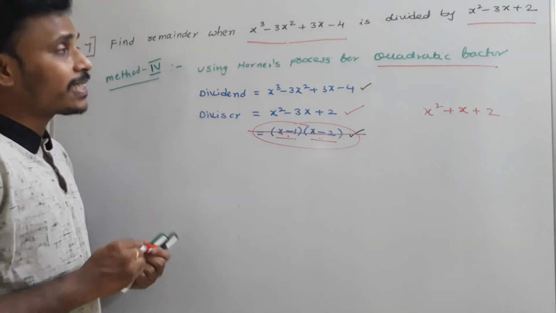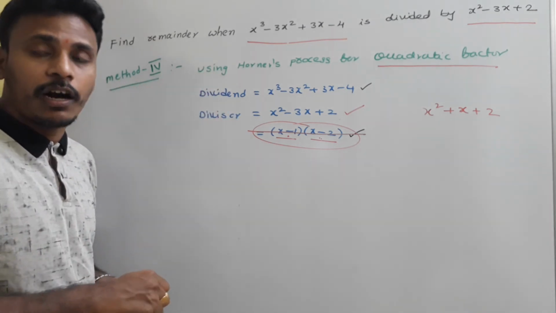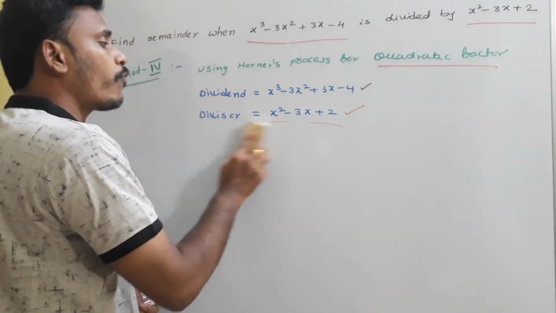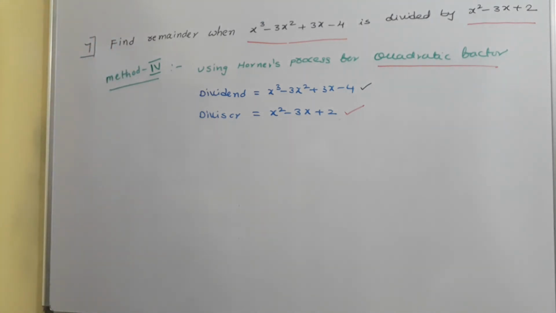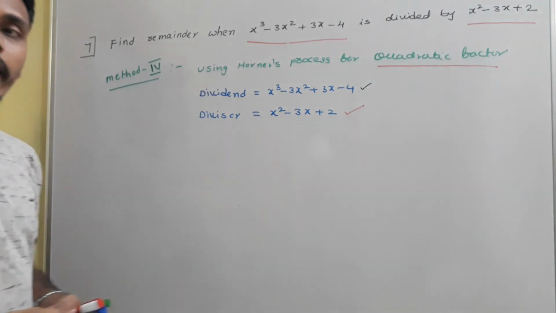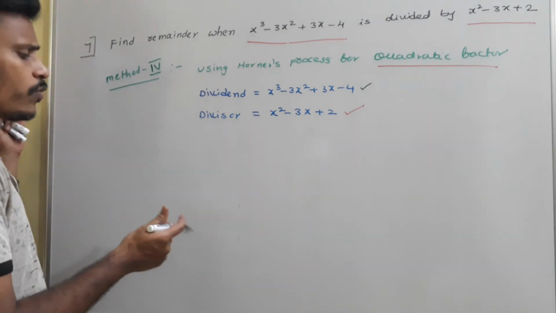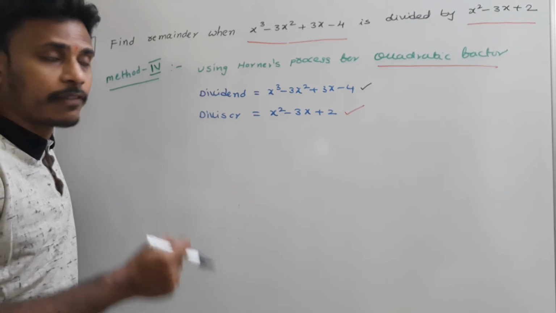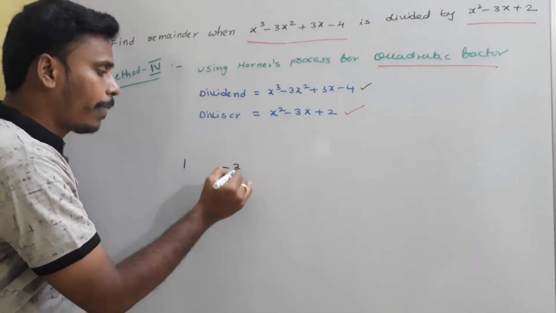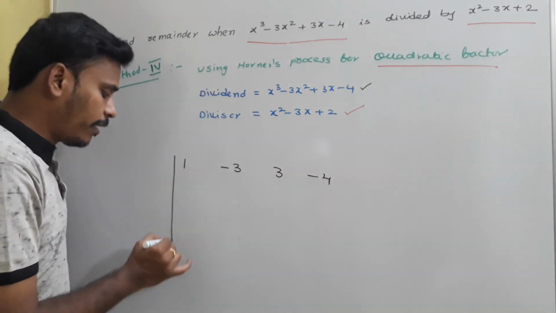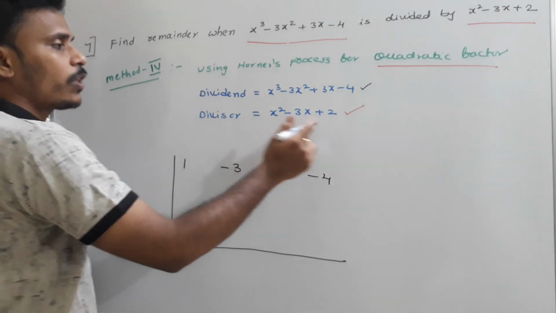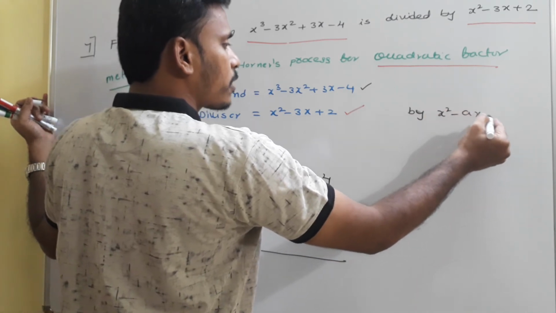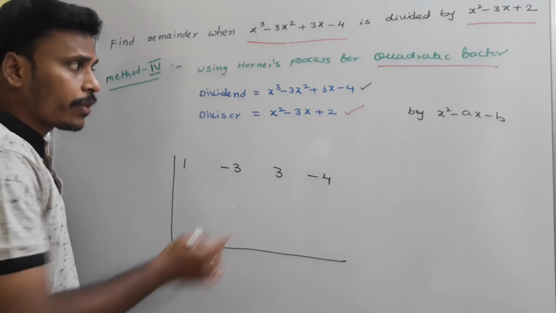Okay, but for the same problem I am discussing all 4 methods, and that's why I am using Horner's process for quadratic factor also for the same problem. Since I mentioned quadratic factor, I need to consider this quadratic factor x square minus 3x plus 2. As we discussed in the previous classes, first of all, list out those 1, minus 3, 3 and minus 4. Then we need to compare the divisor with x square minus ax minus b, as we discussed in the procedure.